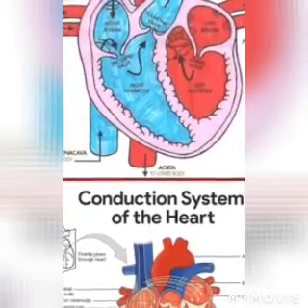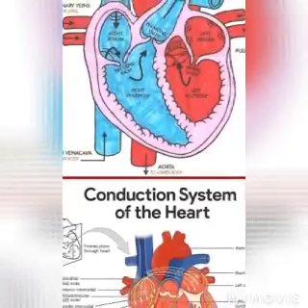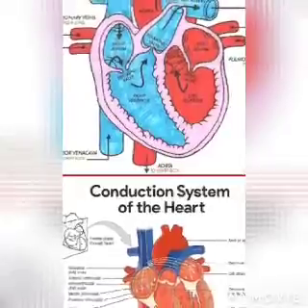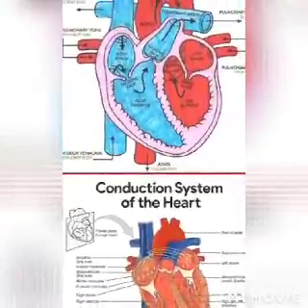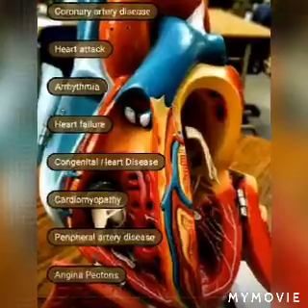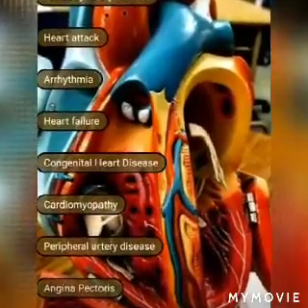Now the conduction of the heart. We know that the heart has its own electrical impulse, and the heart's electrical system creates signals that tell our heart when to beat. That takes approximately 0.04 seconds.